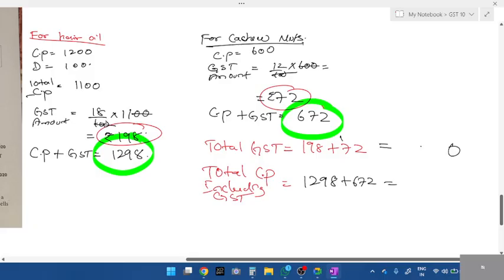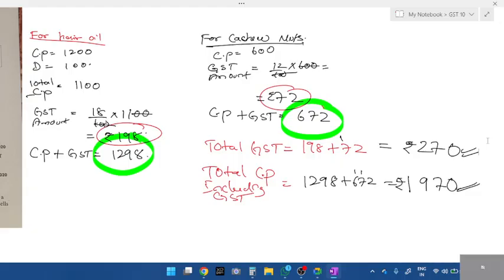What's the answer, students? Only GST. Only GST is 270. Next. Yes. Total is 1070. Both are correct. So if there is a discount, first go with the discount. Reduce it. Find the cost price. Total.